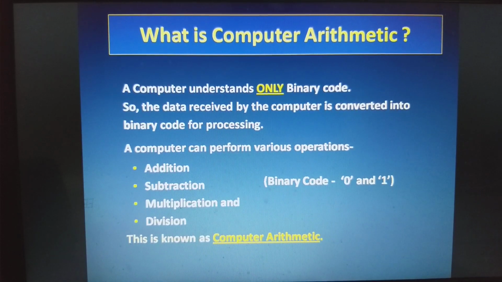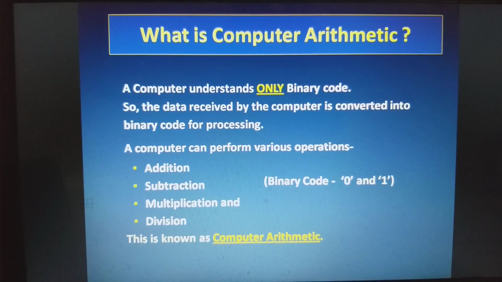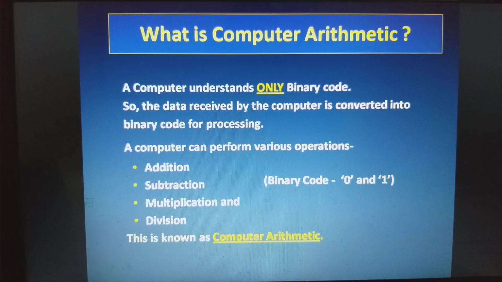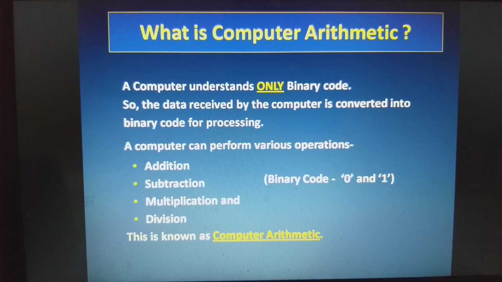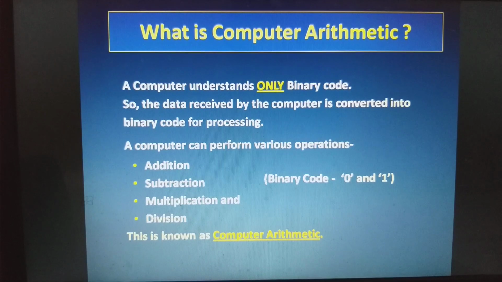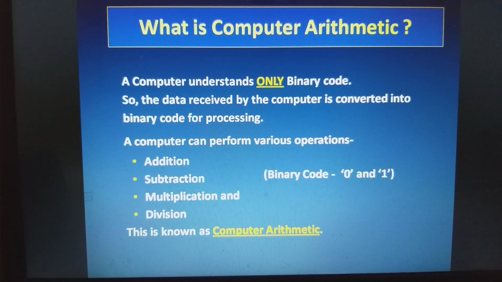Now students, the question is, in what form does a computer receive data? A computer receives data in different forms: digits, letters, symbols and special characters. During internal processing, the data is converted into binary code that a computer understands. It further converts the binary results into their decimal equivalent for the user to understand.